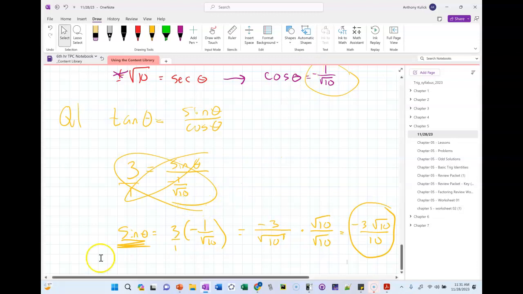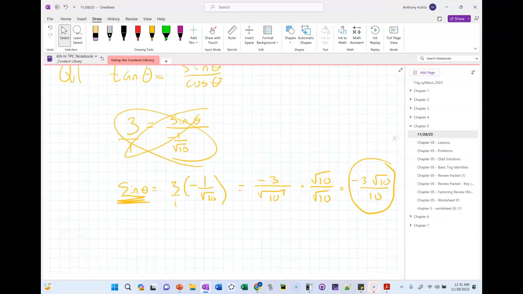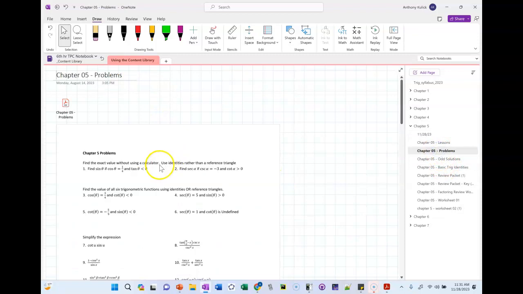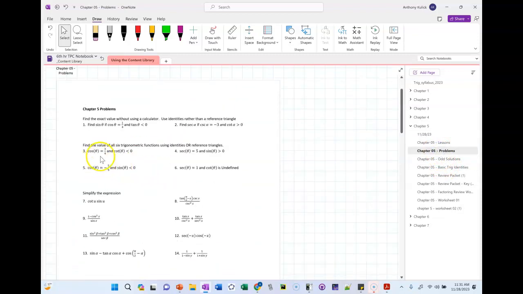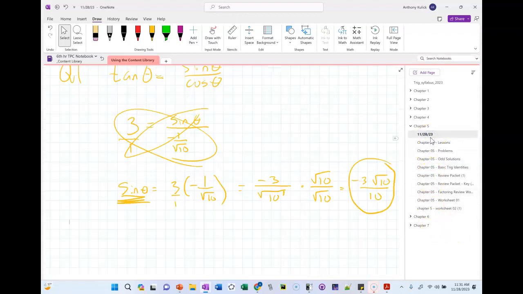I'm going to stop here because this feels like a good spot. At this point, you guys should be able to do 1 through 6. They're going to be like this example that we just did. That feels like enough for right now.